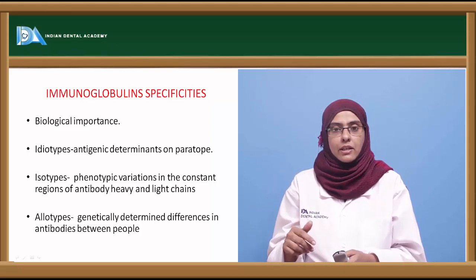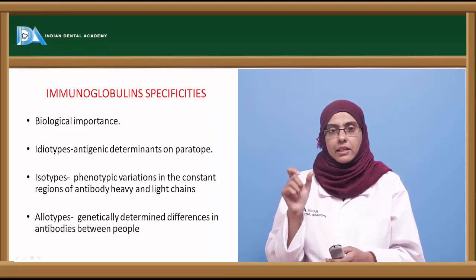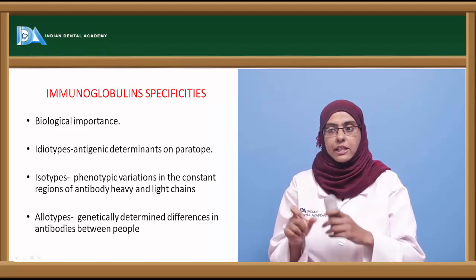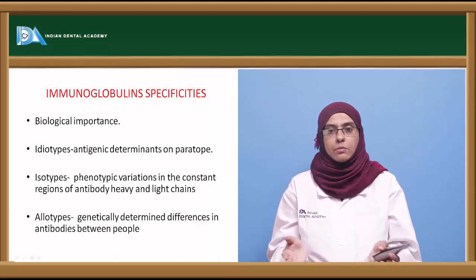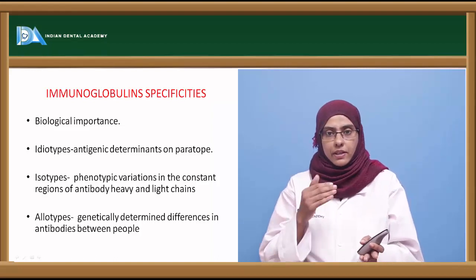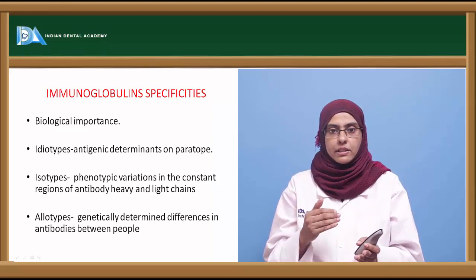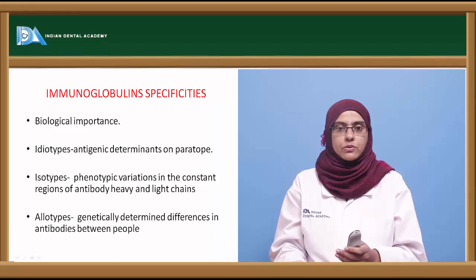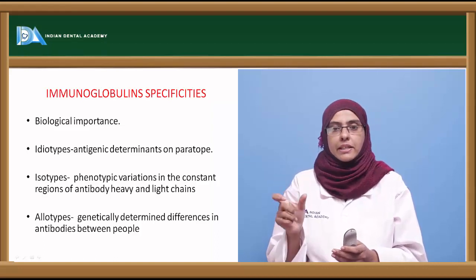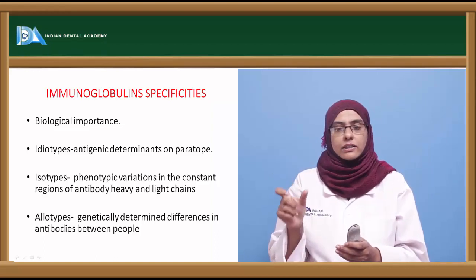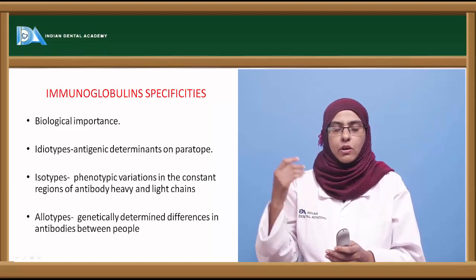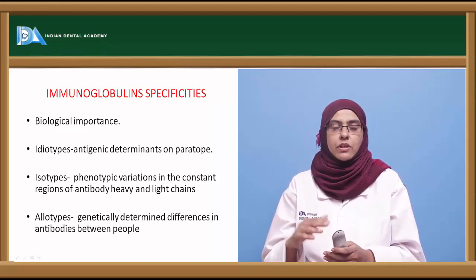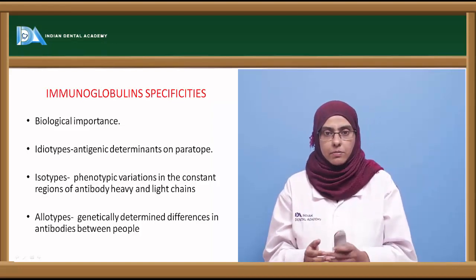Now, coming to the allotypic determinant, it is nothing but the minor amino acid variations that are genetically determined and give rise to differences in the antibodies between people. So when we introduce an antibody of a different allotype, it usually produces an immunological response. So allotypes are nothing but minor variations in the constant region of an antibody molecule. All these variants help us to know whether they can be immunogenic in a particular species or in a different species of an organism.